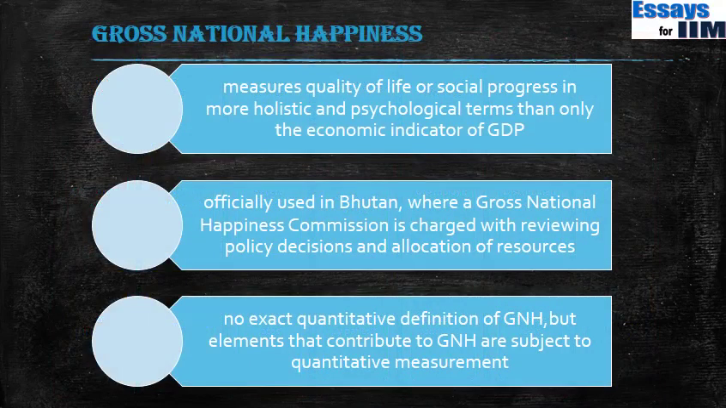Okay, so then came the concept of gross national happiness. First look at the second point. It is officially used in Bhutan, where the Gross National Happiness Commission is charged with reviewing policy decisions and allocation of resources. So whenever they have to take a policy decision, instead of looking at the impact it is going to have on the GDP, they see what will be the impact of this particular step or action on the gross national happiness. So it measures quality of life or social progress in more holistic and psychological terms than only the economic indicator of GDP. There is no exact quantitative definition of gross national happiness, but elements that contribute to it are subject to quantitative measurement.